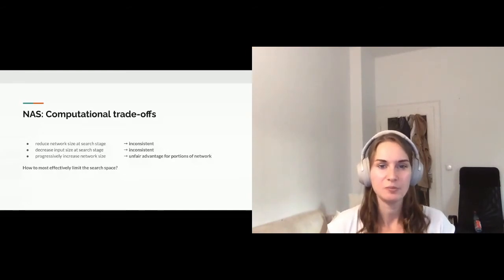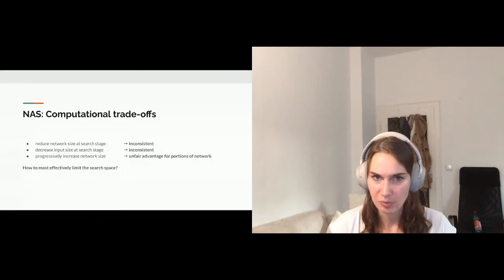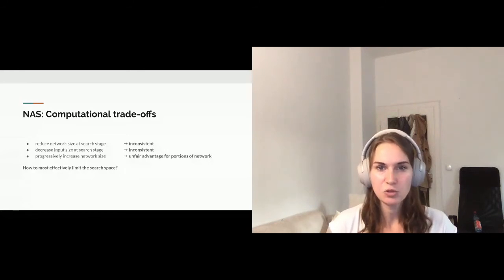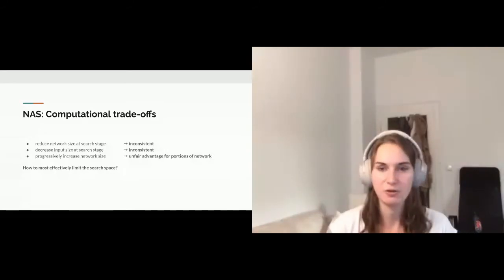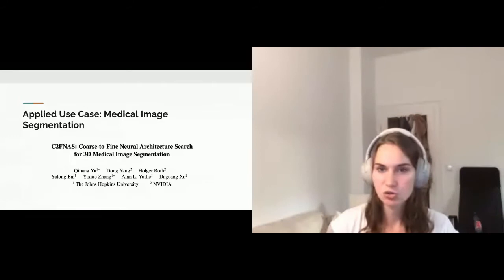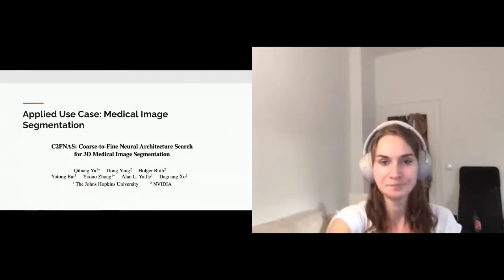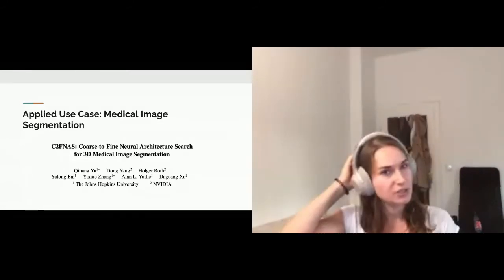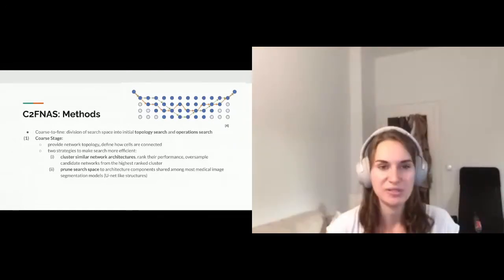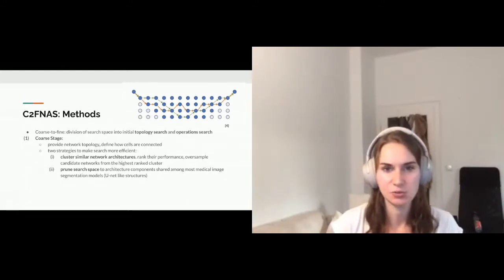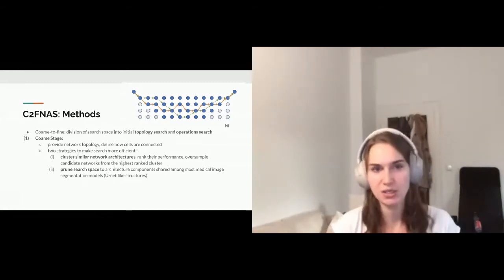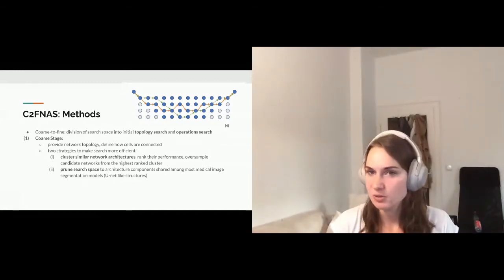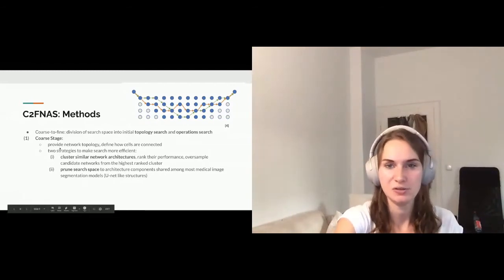These people from Johns Hopkins University and NVIDIA, they applied it to a specific case, which is super interesting because since it's so narrow, they were actually able to pull it off without using too many resources. And the way they do it is they basically define a coarse-to-fine network. So they divide the search space into two parts. They divide it into the initial topology search and the operations search. So what that really means, I'll go into in a second.